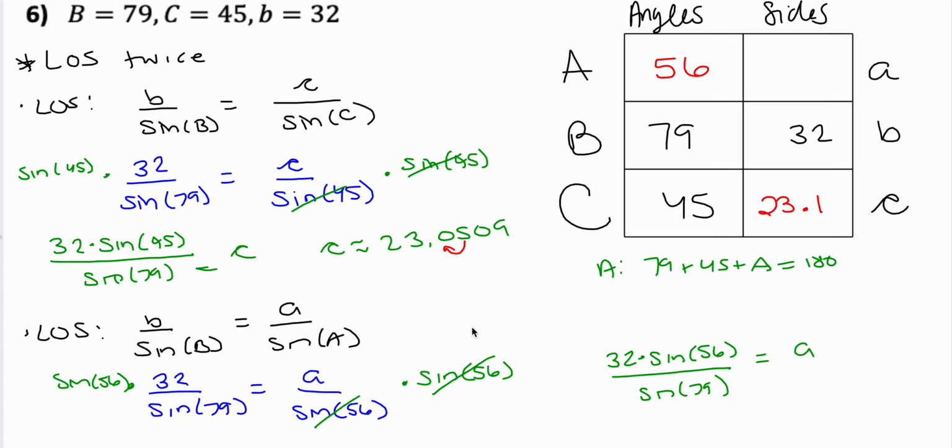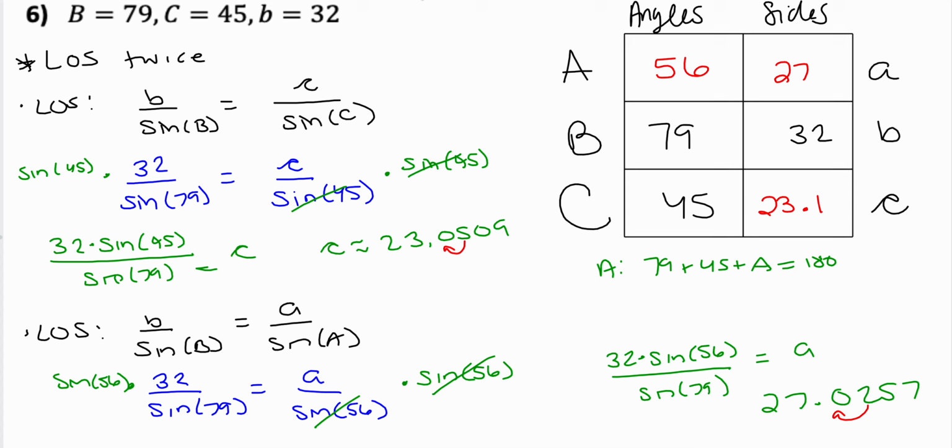In the calculator, I will type in 32 times sine 56, and I will close a parenthesis. I will divide that by sine of 79, and close that parenthesis. And I will get little a of 27.0257. It says round to the nearest tenth, so this 2 keeps that 0 as a 0. So little a will be 27.0, which I can just leave as 27.